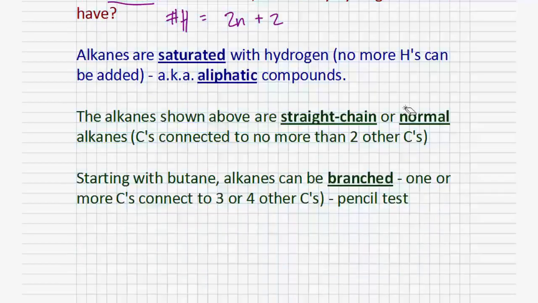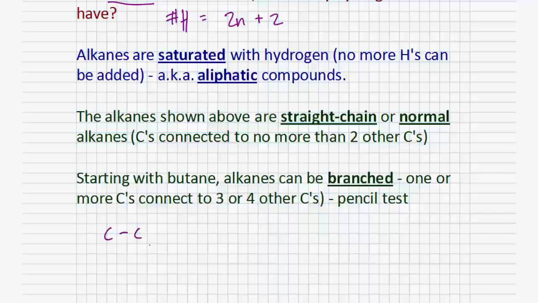Sometimes they're also called normal alkanes, where the carbons are connected to no more than 2 other carbons. So end carbons are just attached to 1. Any carbons in the center of these chains are attached to one to the left and 1 to the right. So those are the straight chain alkanes. Specifically, you can tell a molecule is straight chain by going from 1 end carbon all the way to the other end carbon without picking up your pencil and without retracing your path.